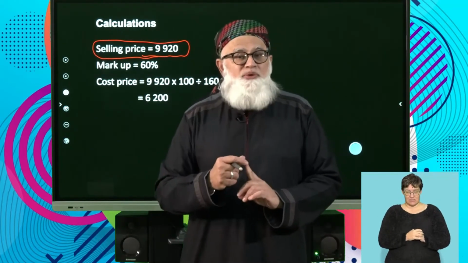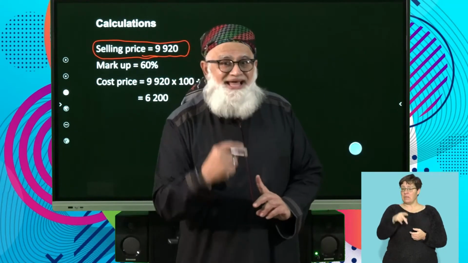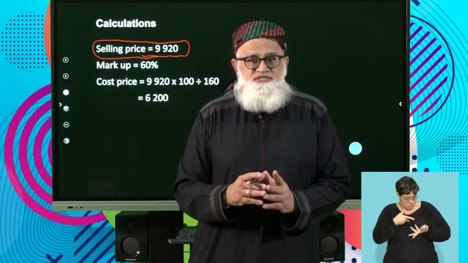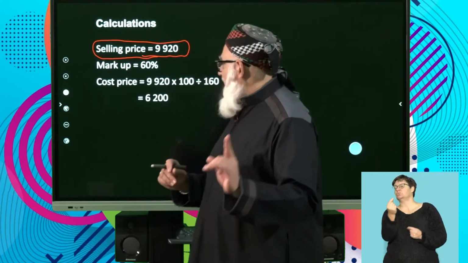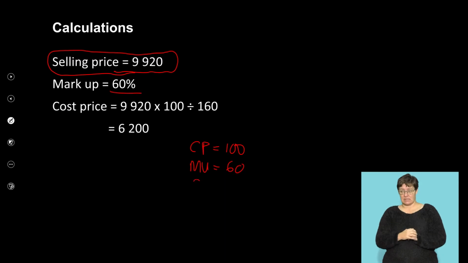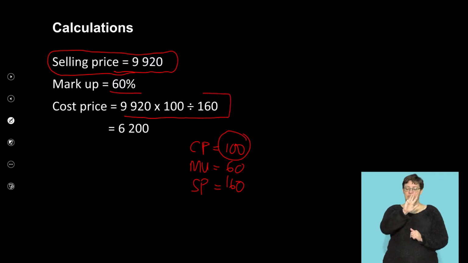Right, but we were not given the cost price. We had to calculate the cost price. Not a problem. Don't fear when Ashraf is near. Okay, so what are we going to do? Watch. The markup is 60%. So therefore, keep this in mind. Your cost price is 100, your markup is 60, and your selling price is 160. So obviously you can see, what are we calculating? The cost price, so multiplied by 100 divided by 160.